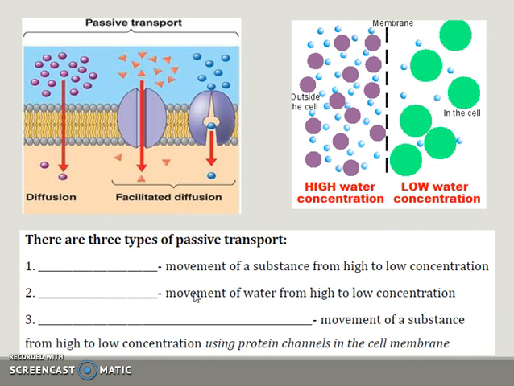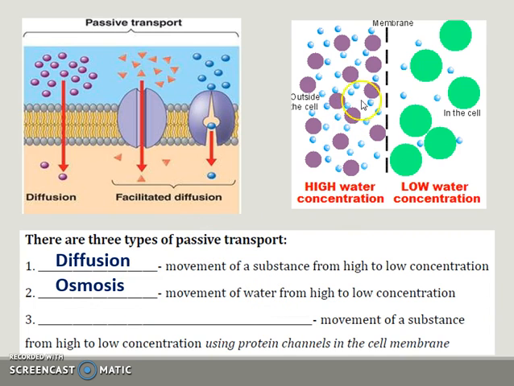So there's three types of passive transports. We have osmosis and diffusion. Diffusion is going to be the movement of a substance from high to low concentration. And osmosis is the movement of water from high to low concentration. So notice how they're exactly the same definitions, except diffusion is moving a substance. It could be anything. Osmosis is the movement of water. So osmosis is specific for water.